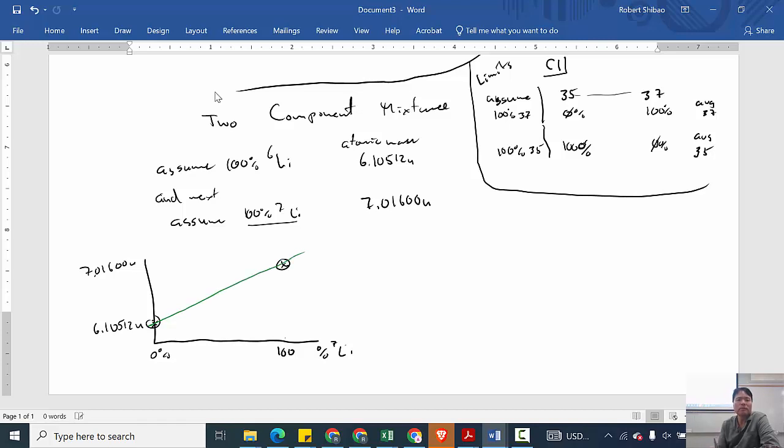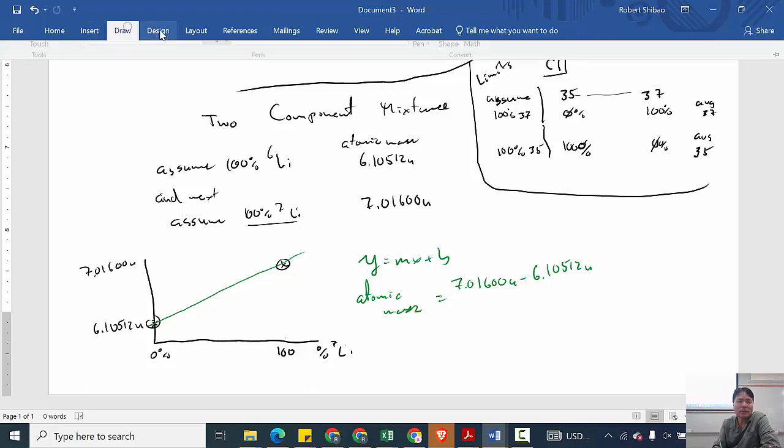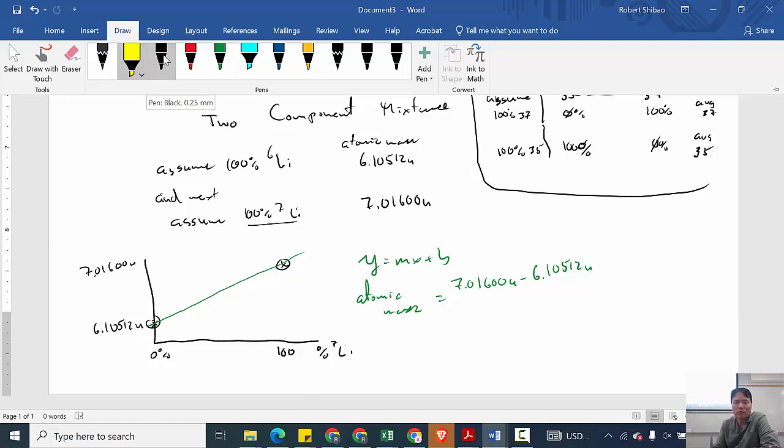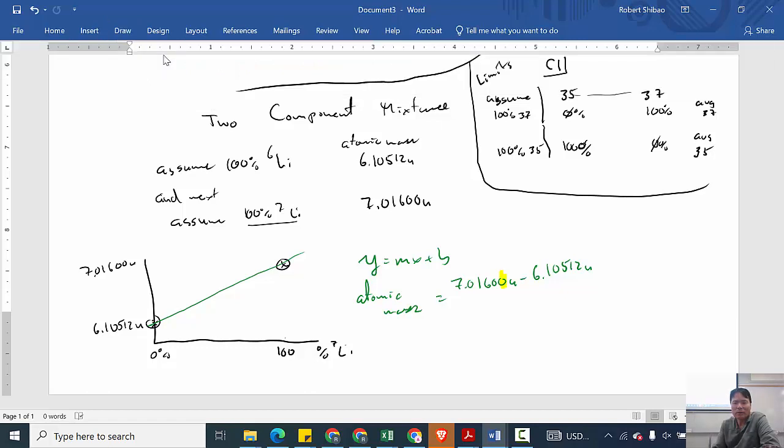relationship here. And then I could figure out the equation for the line, y equals mx plus b, where y is the atomic mass. M is the slope, and so that's going to be 7.01600 u minus 6.10512 u. How many decimal places am I allowed in the subtraction? So 1, 2, 3, 4, 5 decimal places here. 1, 2, 3, 4, 5 decimal places here. So in the answer in the numerator, I'm allowed 5 decimal places. So let's go ahead and calculate that to 5 decimal places.